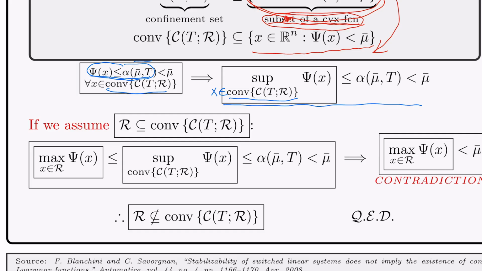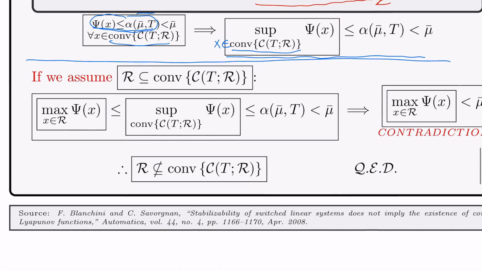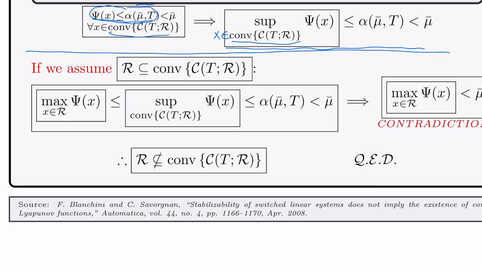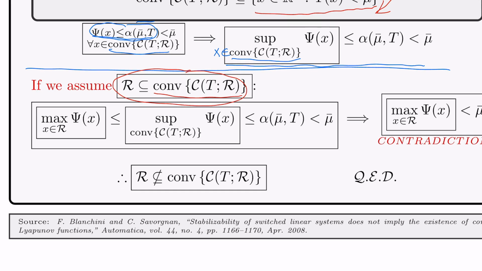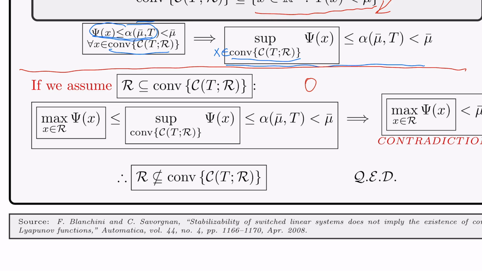If we assume, okay, this part is really important now because this is the final part, and hopefully this will be a short video. So if we assume that R is a subset of the convex hull of the confinement sets, right? If that is the case, this is proof by contradiction 101. We assume something, and if that implies something false, then we say that what we assumed was false, so the inverse of it was correct. So this is the way we will show what we're trying to prove.